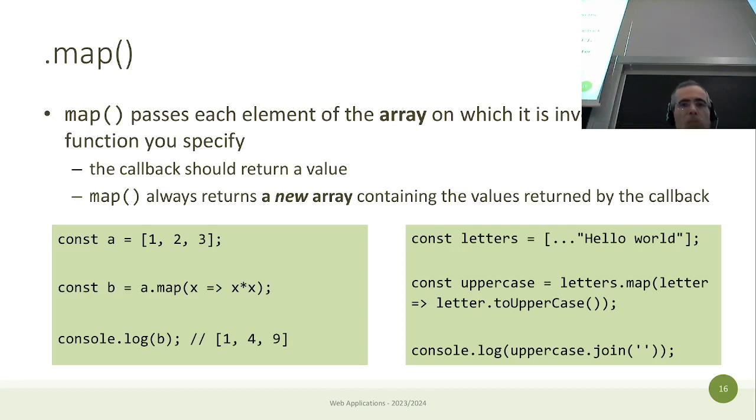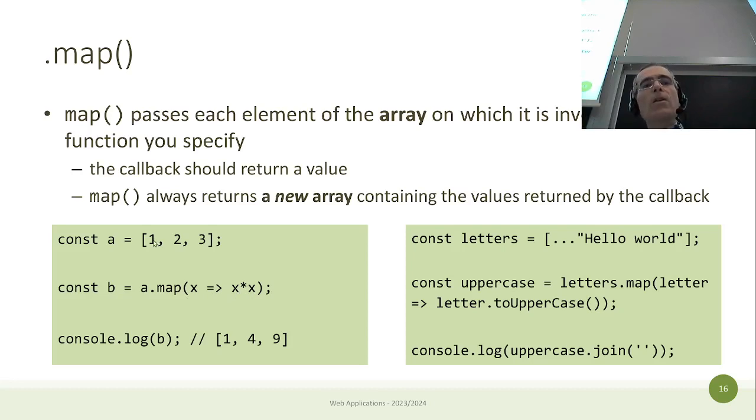Okay? So map passes each element of the array on which it is invoked, and the callback returns a value, and the value is put into a new array. Okay? Map always returns a new array containing the values returned by the callback. Let's have a look. Const A, 1, 2, 3, that's the array. B, A, map, and the callback returns a value. Actually, the value is the squared value, so the element multiplied by itself.